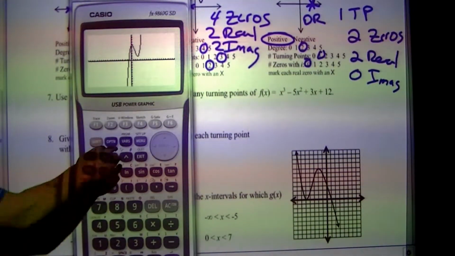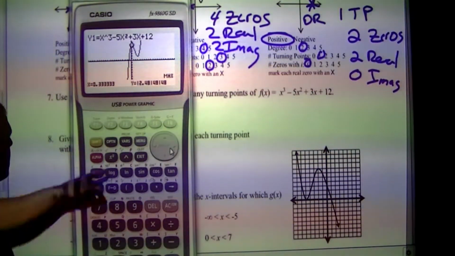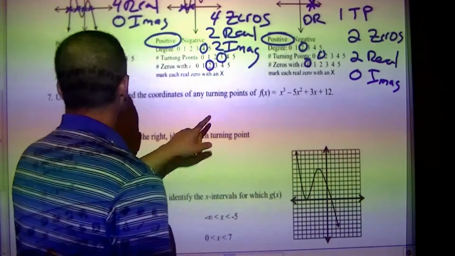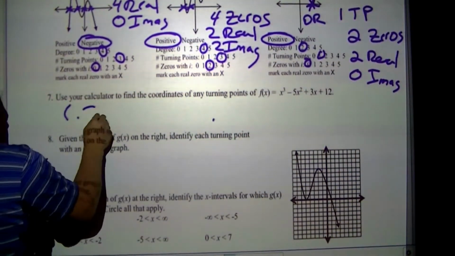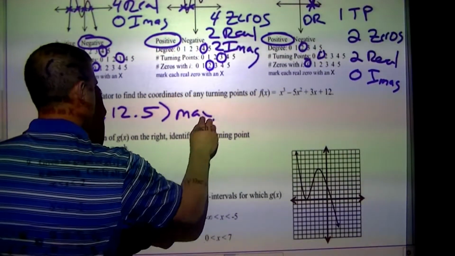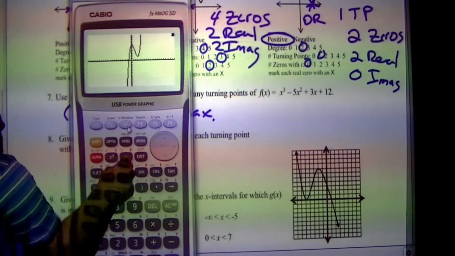All right. So what I'm going to do is I'm going to do GSolve max. Okay. I only got one max turn point. So that's going to be 0.3 comma 12.5. Okay. That's going to be my max. My local max. Okay. GSolve minimum.